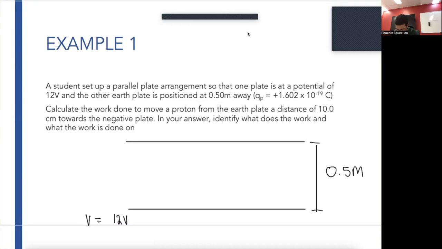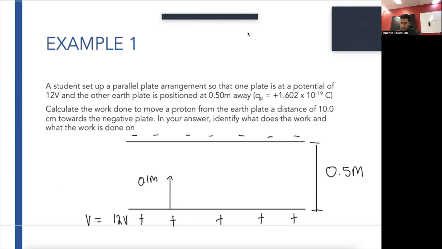Calculate the work done to move a proton from the earth plate a distance of 10 centimeters towards a negative plate. So if this is our negative plate, and this is our earth plate or positive plate, we're trying to find the work being done to move this proton a distance of 10 centimeters. And 10 centimeters is just 0.1 meters.